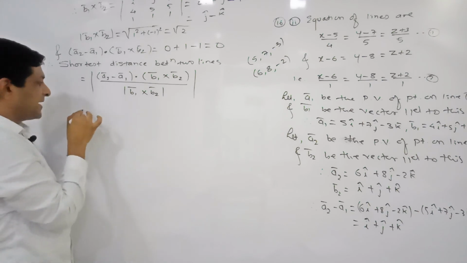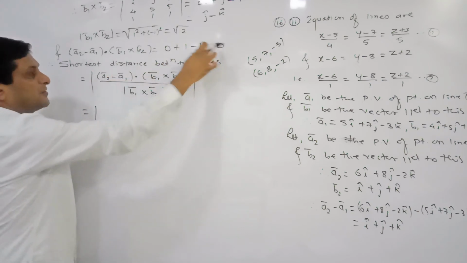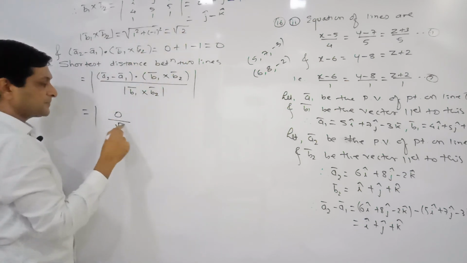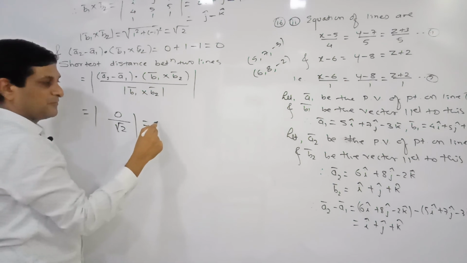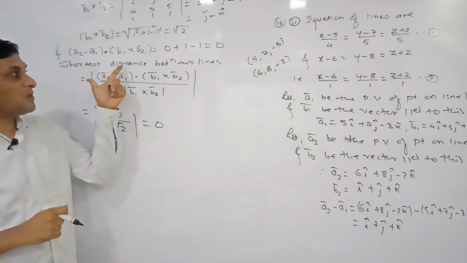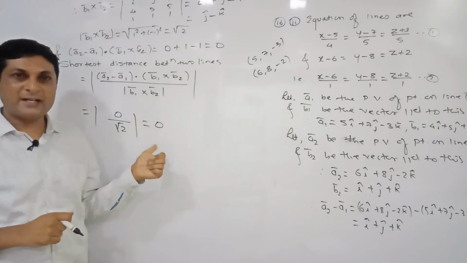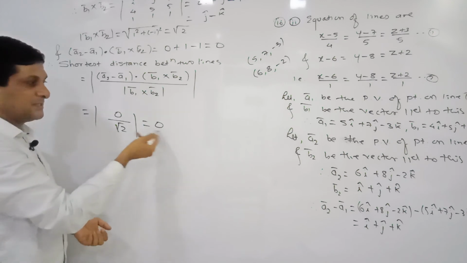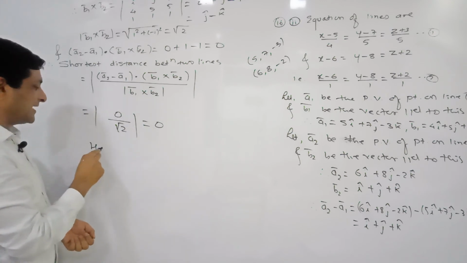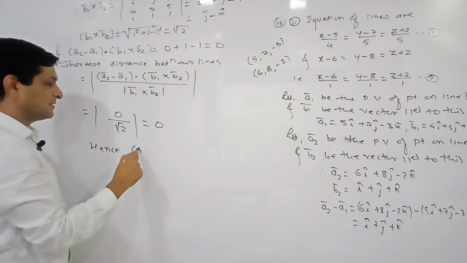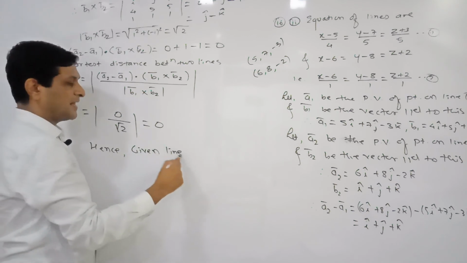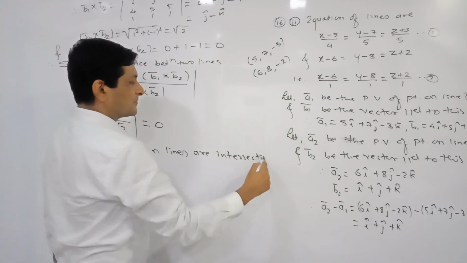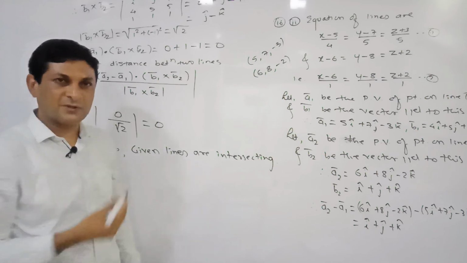Let us substitute all these values in this formula. So the value of this numerator will be equal to 0, and the value of this denominator is equal to root 2. And 0 divided by any number will be equal to 0. So what result have we got here? The shortest distance between the given two lines is equal to 0. Means what is our conclusion here? The lines are intersecting. Since the distance is 0, that's why we can say that the given lines are intersecting. Hence, given lines are intersecting. And this completes the solution of this example.